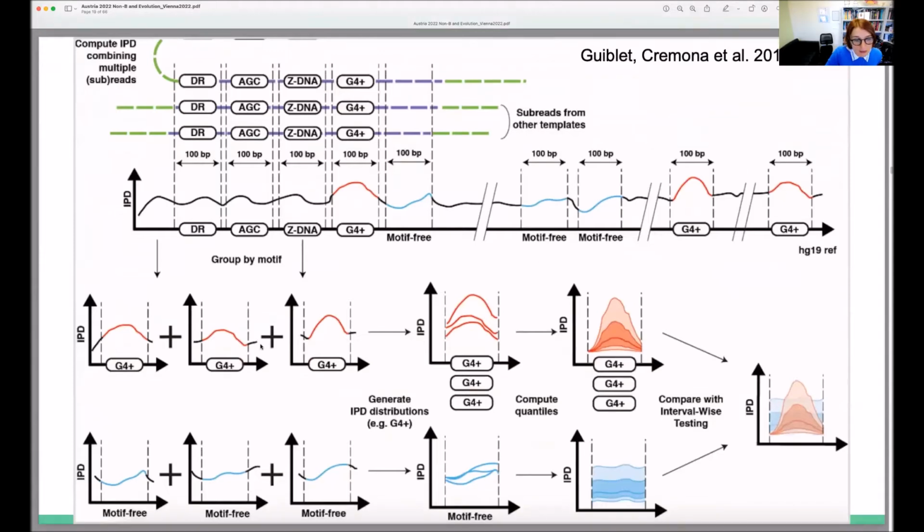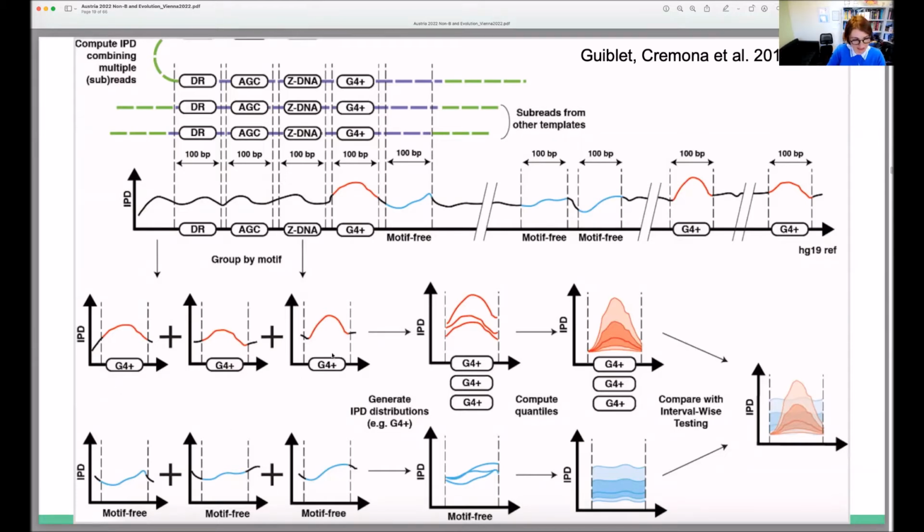And so what we did is we combined the data on the timing of incorporation of nucleotides from the PacBio instrument for the human genome. Here is just the data of IPD from multiple subreads for this template, but then also subreads from other templates for G quadruplexes, for Z-DNA. We combined all of this data, and we grouped it by motifs. So we took the data from all G quadruplexes in the genome.